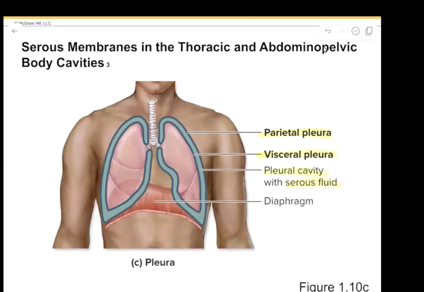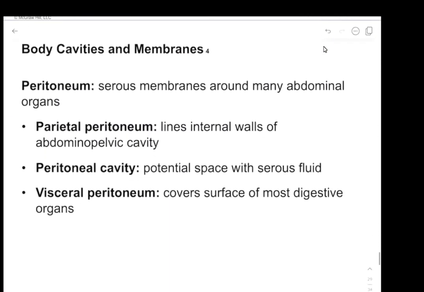So just as a reminder, both of these cavities, the pericardial cavity and the pleural cavity, are going to be superficial to the diaphragm, which is a muscle that separates the thoracic cavity from the abdominal pelvic cavity. So the last of these serous membranes would be around the peritoneum. The peritoneum is a term for membranes around abdominal organs.